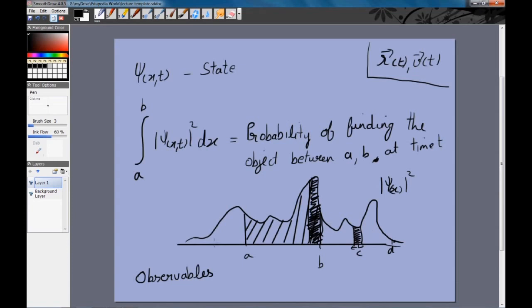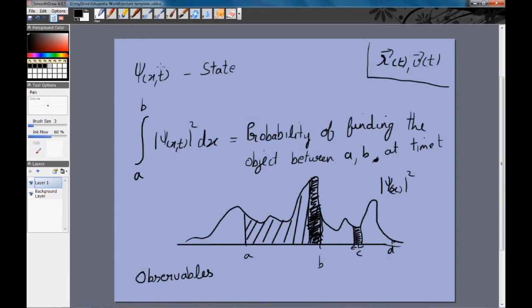If you have a big range in between, let's say you want to find out what is the probability that when I measure the position of the particle, I find it to be somewhere between a and b, the probability will be the integral from a to b of mod psi of x squared dx. And at a particular time t, you just treat the time t as constant, right? And psi of x and t becomes psi of x, just a function of position.